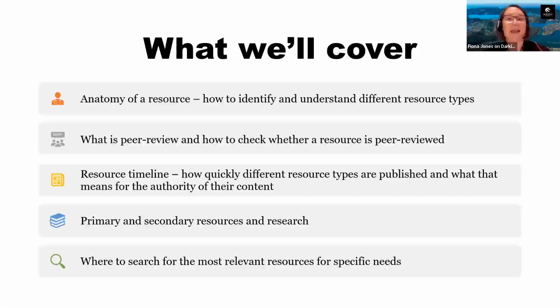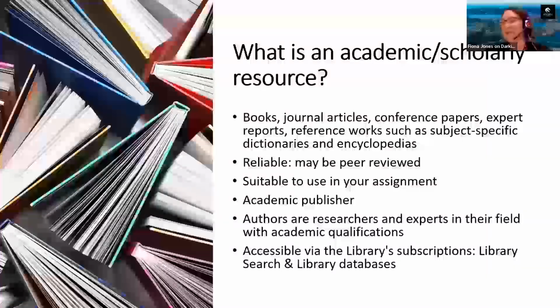So we're going to be looking at how to identify different resource types, what is peer review and how to check whether a resource is peer reviewed. We're going to look at the resource timeline, so how quickly different resource types are published and what that means for your decision about whether to use them or not. What are primary and secondary resources and research, and then of course where to search for and find the most relevant resources for your specific needs. So now I'm going to hand over to Gemma, who's going to be presenting the first part.